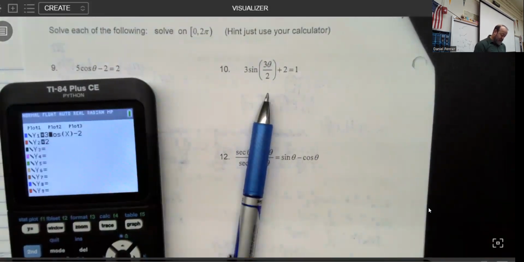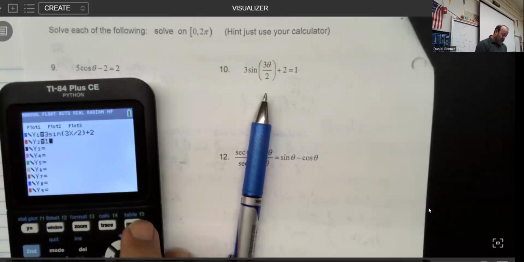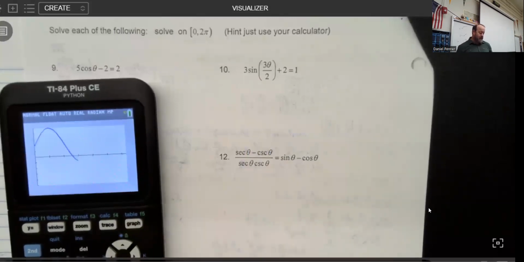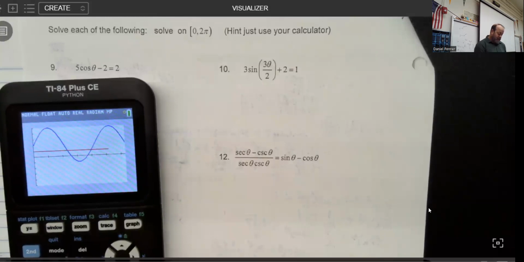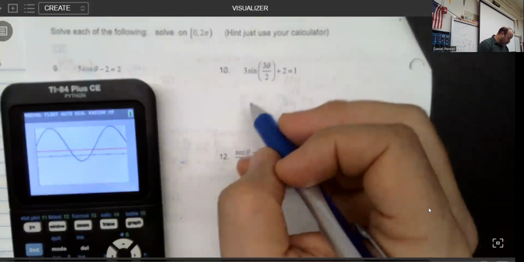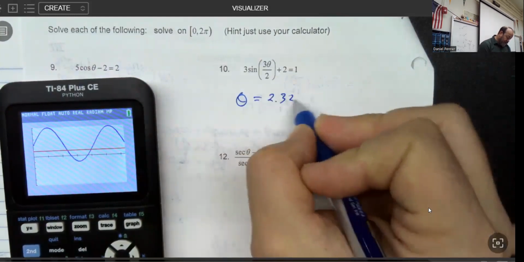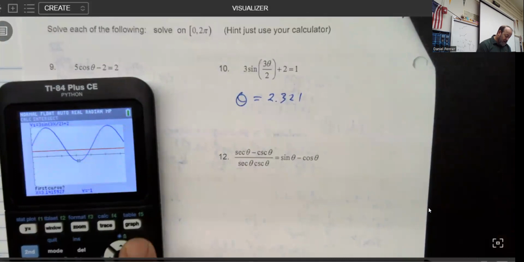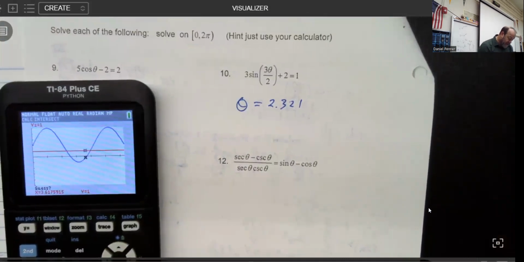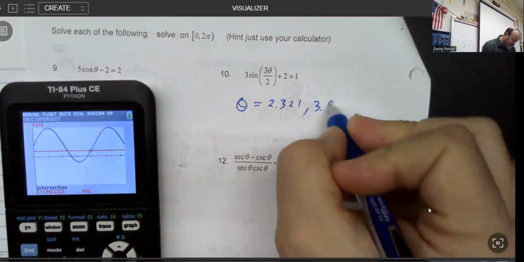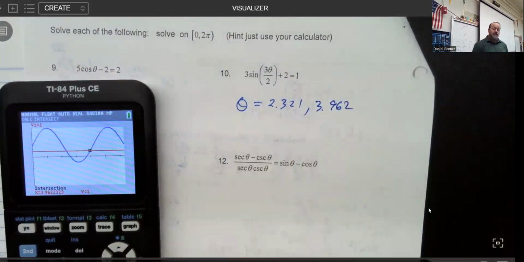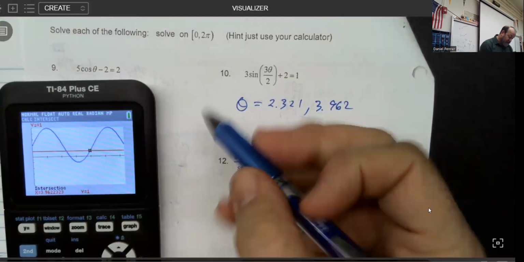So over here, we have this guy, the same idea. We have 3 times the sine of 3x over 2 plus 2 is equal to 1. And again, we just want to see if we could find out the places where those cross. And we have these two places, and you're going to find those two places. And one of those places is equal to 2.321, and the other place is over here at 3.962.